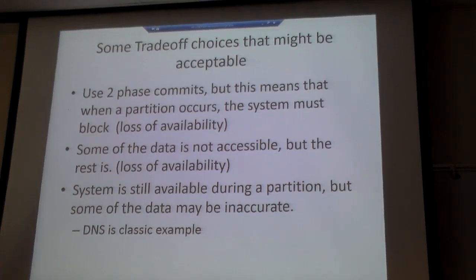And then these are some trade-offs you can make when you build your system. You can use two-phase commit, which is what SQL does, but when you do that, if you have a distributed system and one side can't talk to the other, you have to shut everything down because you're not allowed to proceed because you might corrupt the data. So you'll lose availability, but you'll strengthen the integrity.